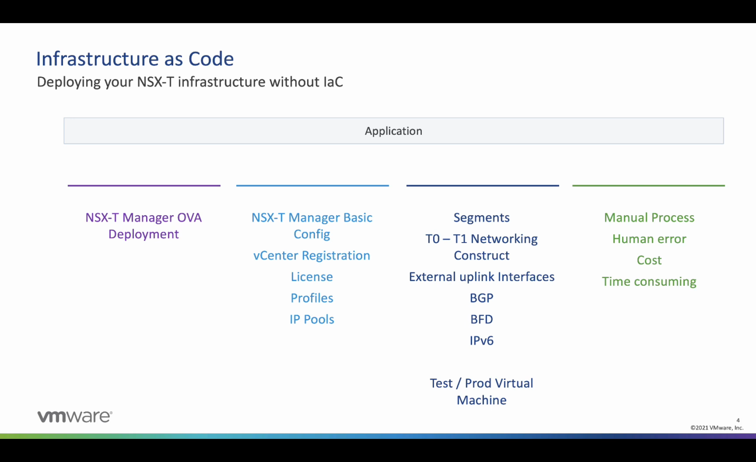So you need to think about that before the deployment itself. What BFD timers do you need to configure so that you can match what's configured on the physical fabric? You need to think about IPv6 as well if you have some IPv6 workloads.